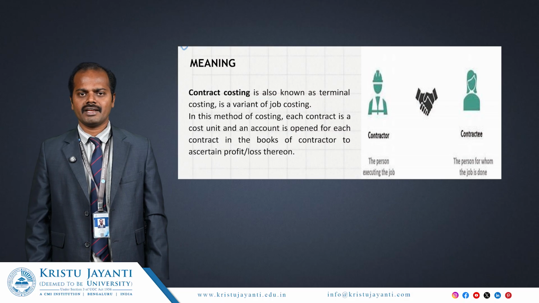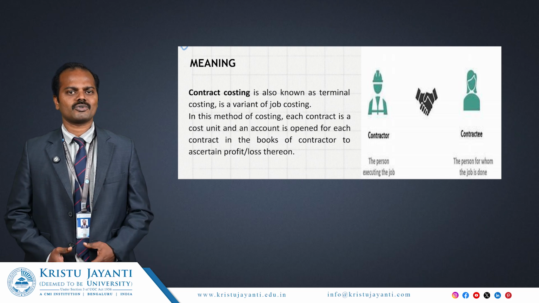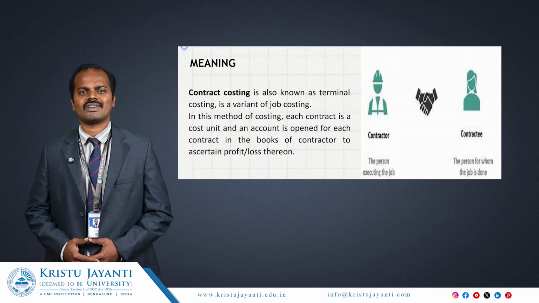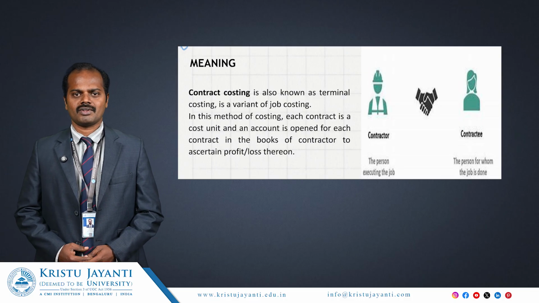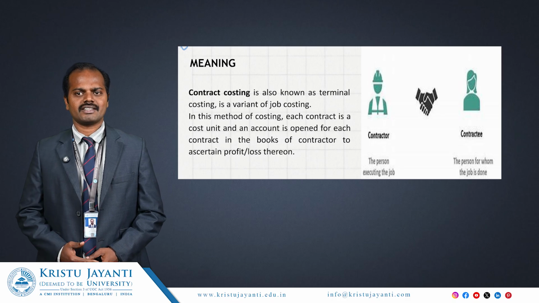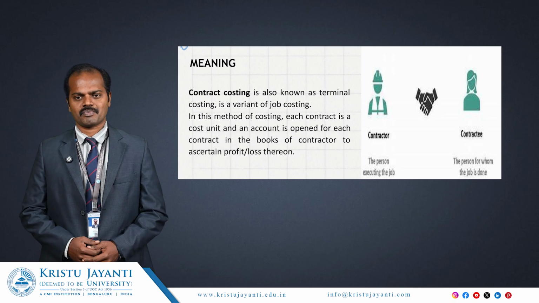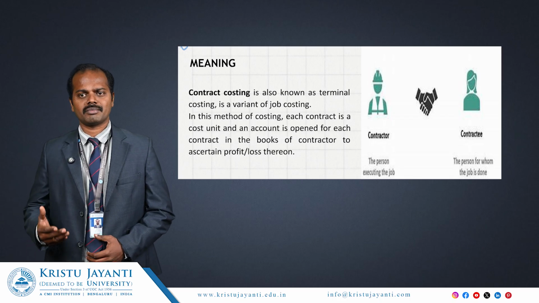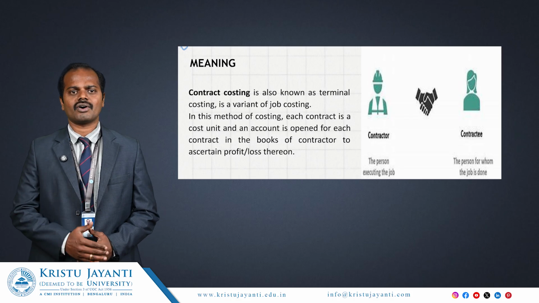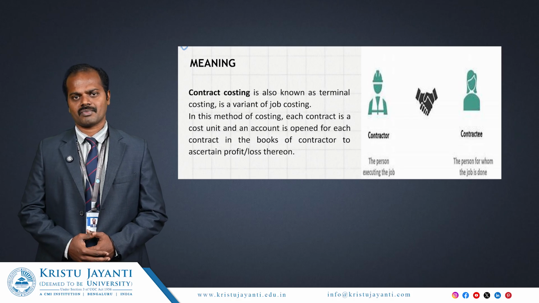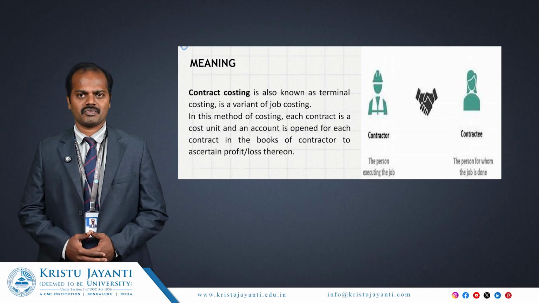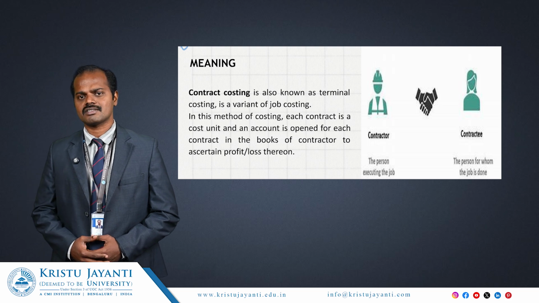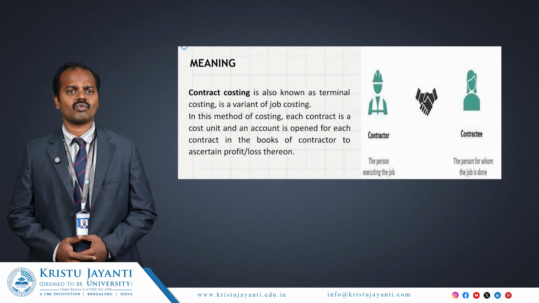This topic is very important from both academic and practical perspectives, especially for students of commerce and management. Let us discuss the meaning of contract costing. Contract costing, also known as terminal costing, is a special form of job costing used for large scale and long term projects. Under this method, each contract is treated as a separate cost unit and a separate account is maintained for every contract to determine the cost incurred and the profit or loss earned on that contract. This method is mainly used where the work is carried out according to the specific requirements of customers and usually extends over more than one accounting period.